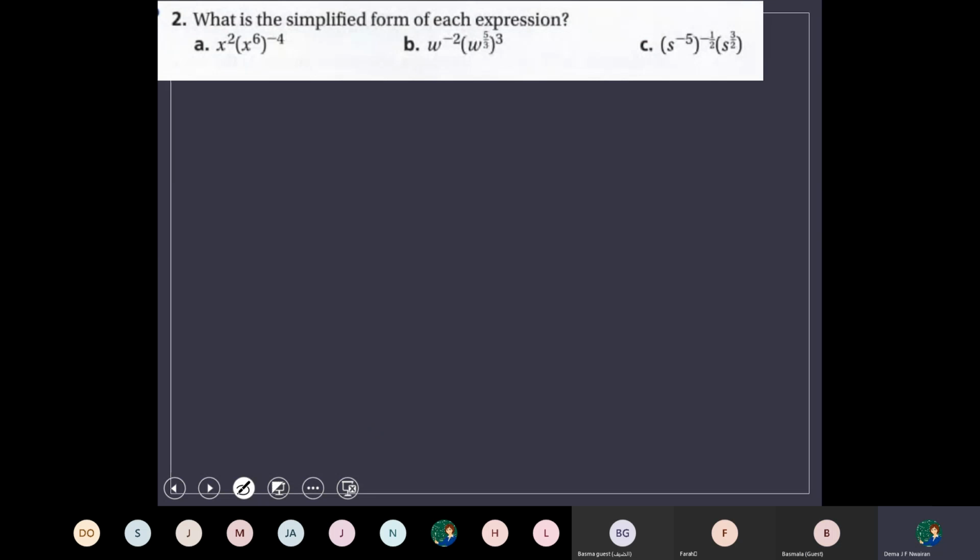Let's do now number 2. What is the simplified form of each expression? Teacher, what is the final answer of problem 2? It is 1 over y squared.